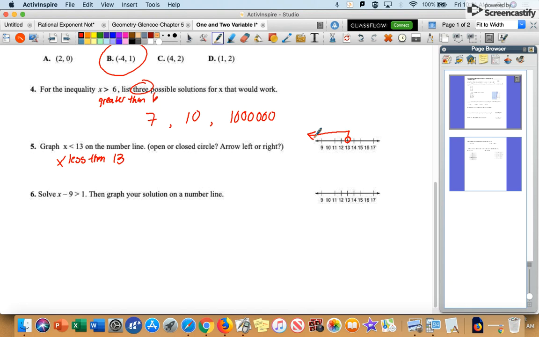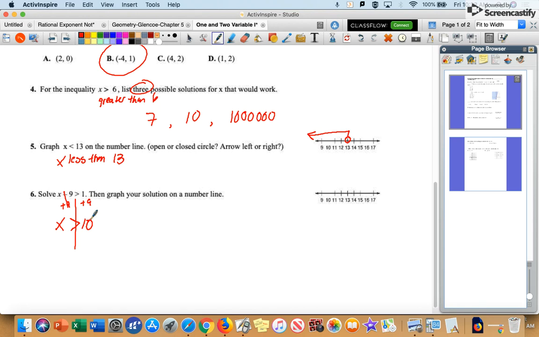12 would work, 11 would work, 10 would work, 9 would work, and so on. All right, the next one is similar to number 5, except we have to solve it first. In other words, we have to get x by itself. So think about solving. This is just a one step here. Subtracting 9, the opposite of subtracting is to add. So bring down what's left, x, and then 1 plus 9 would be 10. So x has to be greater than 10.